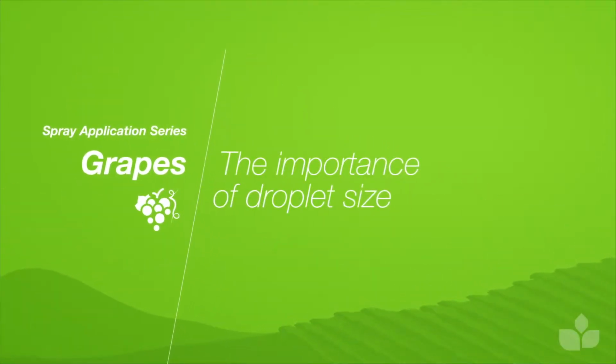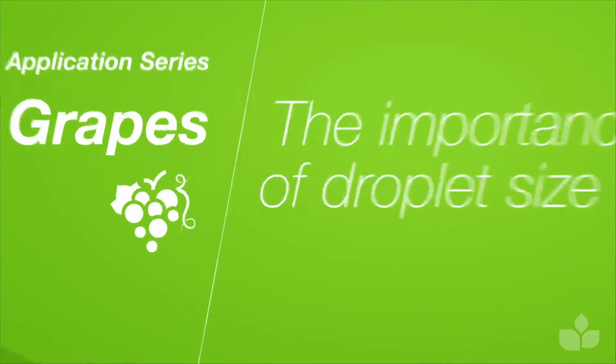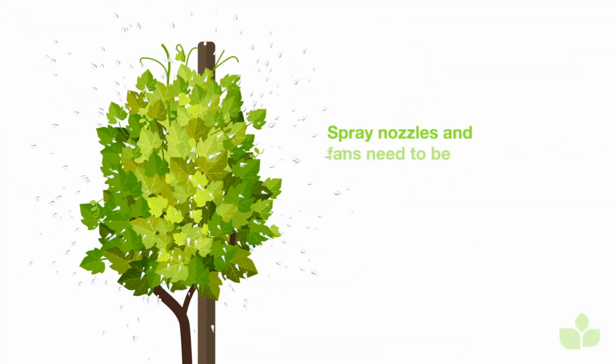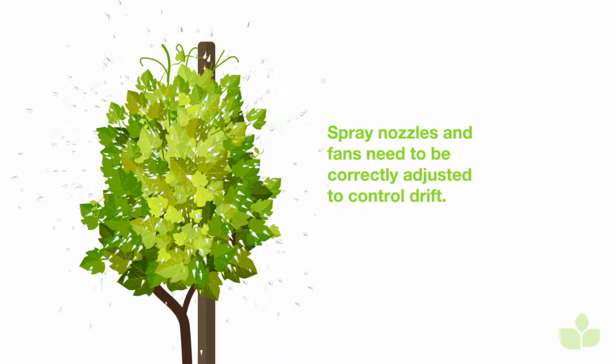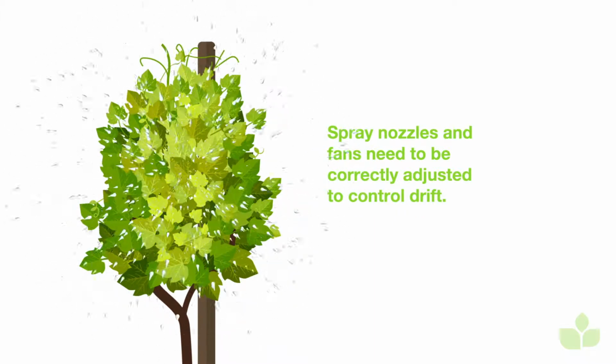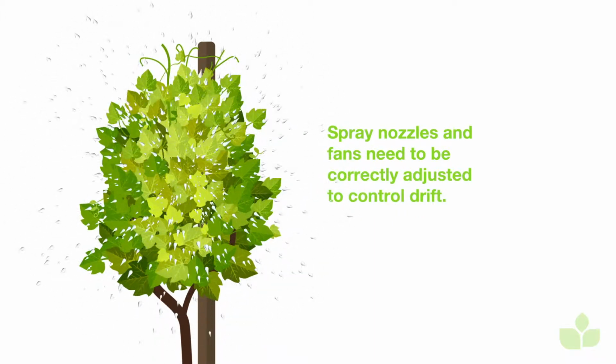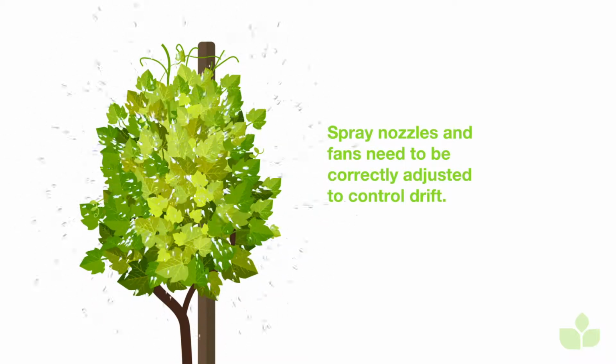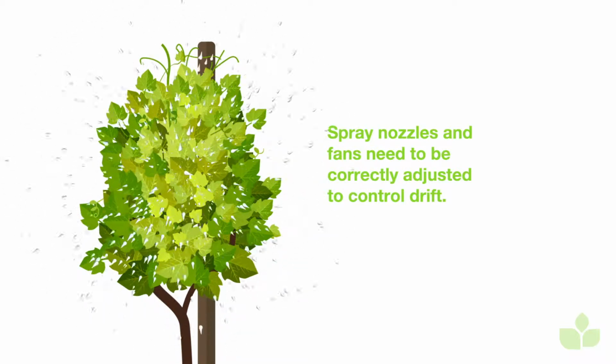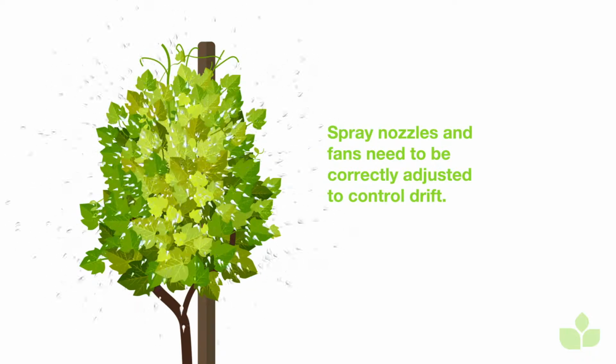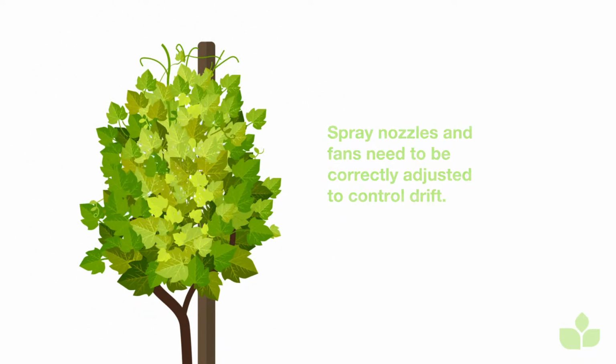Why is droplet size important when spraying? To ensure a good result, spray application equipment needs to be correctly adjusted for the crop canopy. In order to make sure the spray adequately covers the target, the sprayer setup needs to be adjusted to match the canopy size and density. Correct adjustment reduces the risk of spray drift.